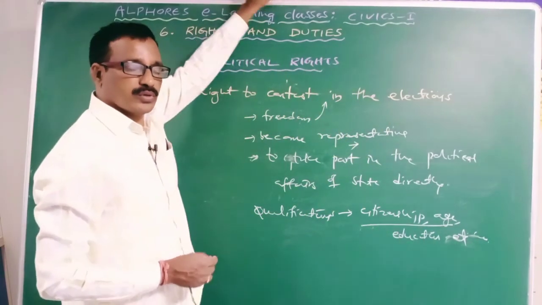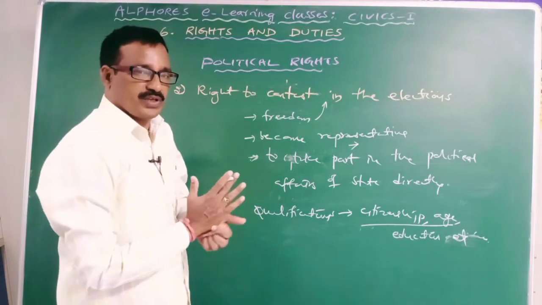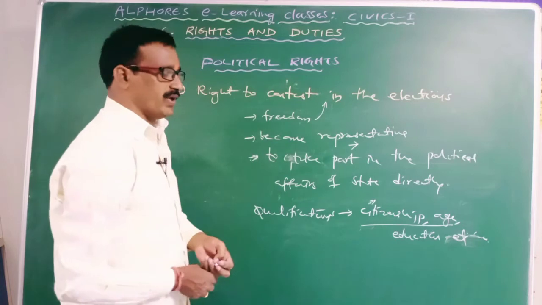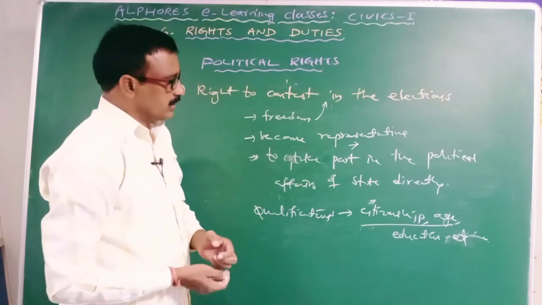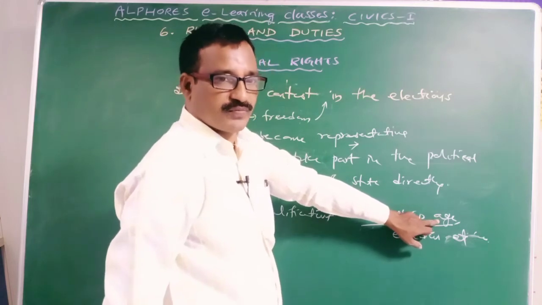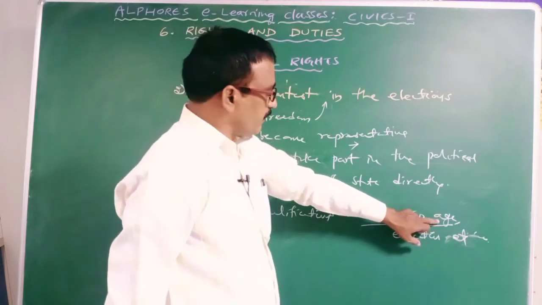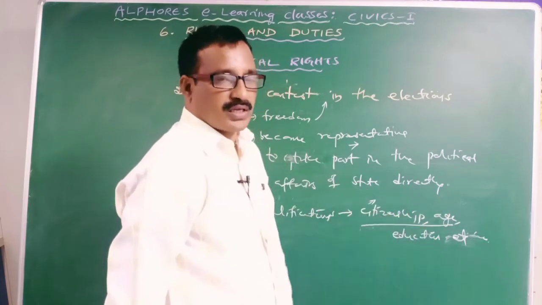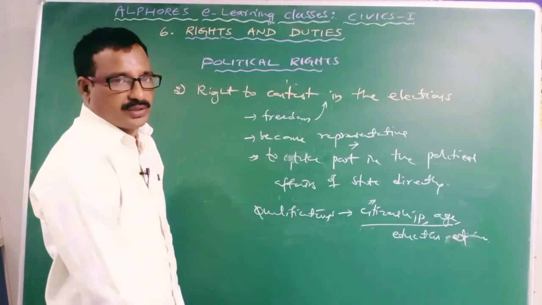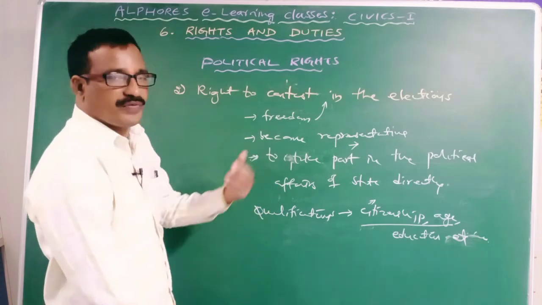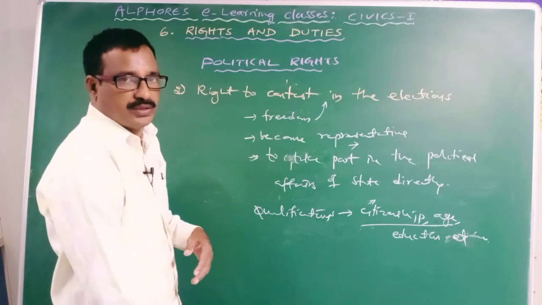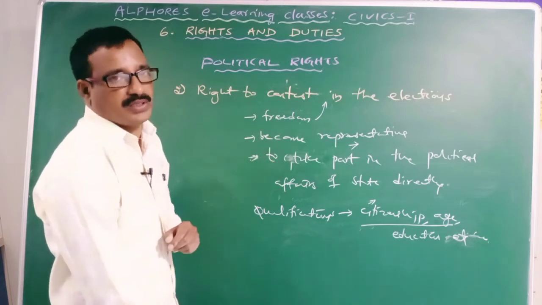For example, to contest for the office of MLA or MP in India, he must be a citizen of India. Clear? Next, to contest for the office of the Lok Sabha, he must complete the age of 25 years. If he wants to become a member of Rajya Sabha, he must complete the age of 30 years. If a person wants to contest for the office of Sarpanch or ward member in the village panchayat, he must complete the age of 21 years. Clear?